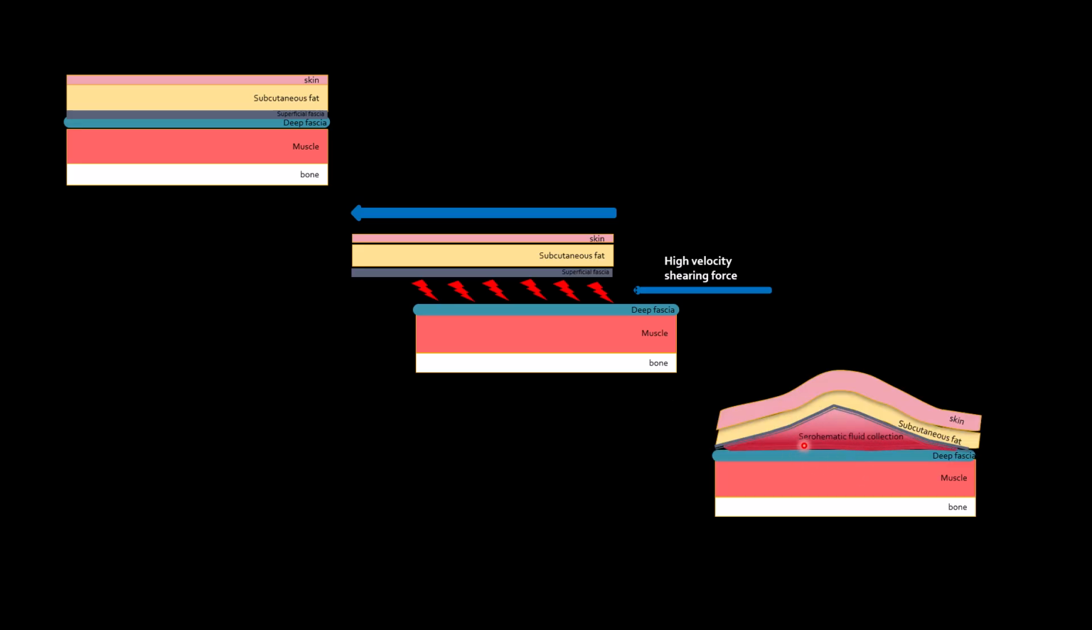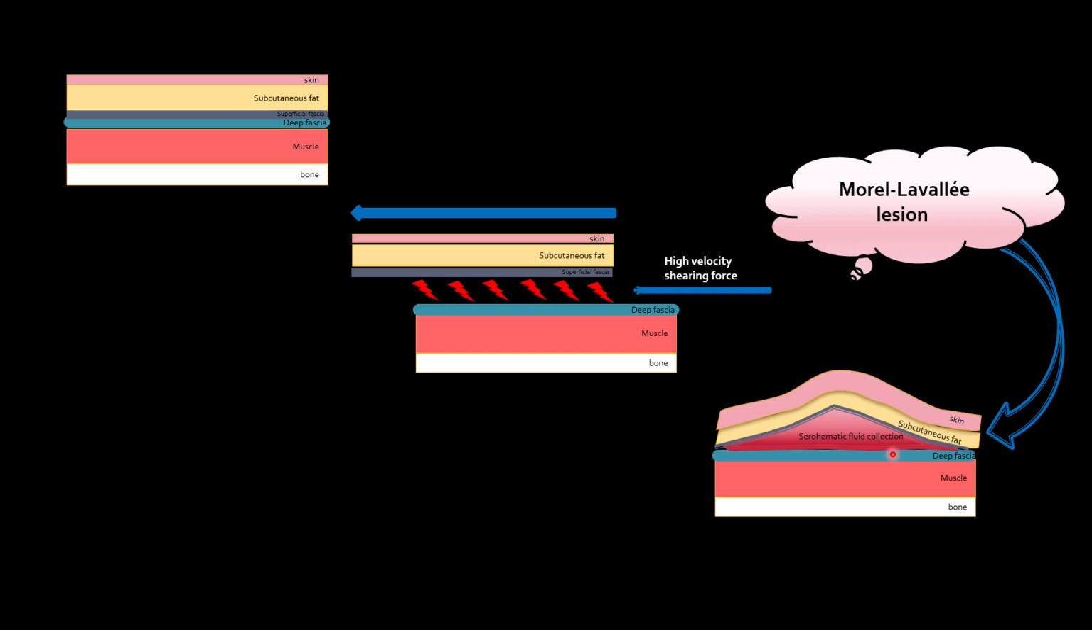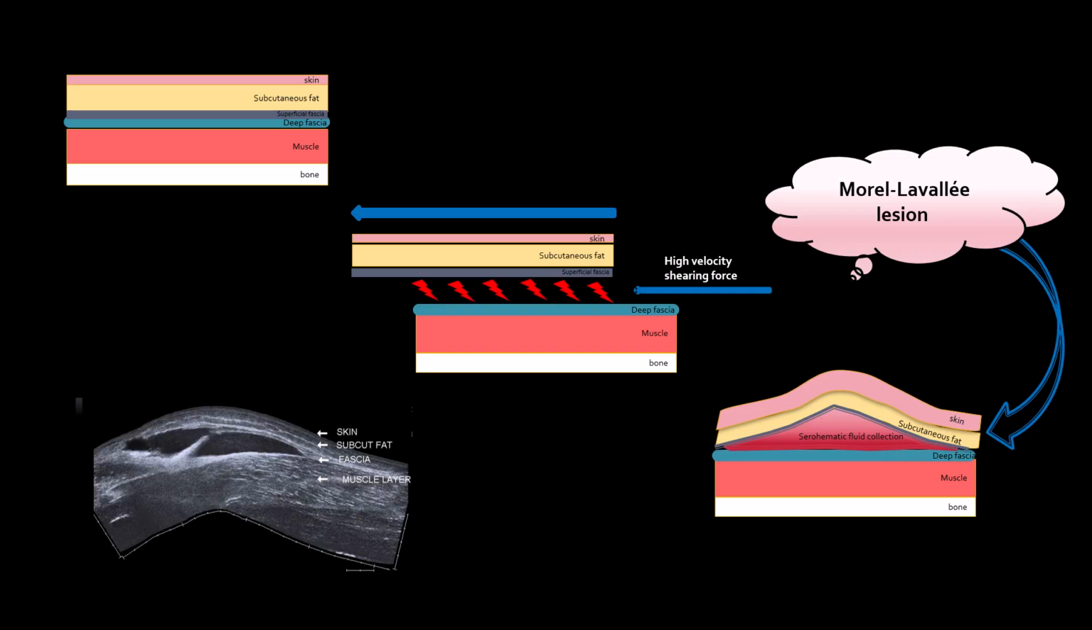So, when there is a high-velocity shearing force, skin, subcutaneous fat and superficial fascia together form a unit and separate out or shear out from the deep fascia, muscle and bone. As a result, there is a serohematic fluid collection between the superficial fascia and deep fascia, and this serohematic fluid collection is called Morel-Lavallée lesion.